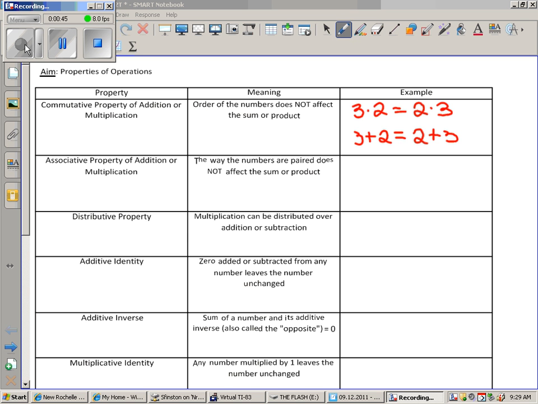So associative property. Basically, associative property applies to addition and multiplication. Says the way the numbers are paired does not affect the sum or the product. Let's see if we could think up an example on our own. Here's one for addition. So how about this? 3, oh, computer. So associative property, doesn't matter how they're paired up, it's not going to make a difference.